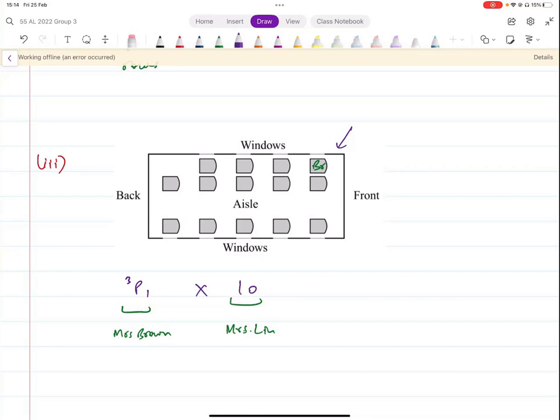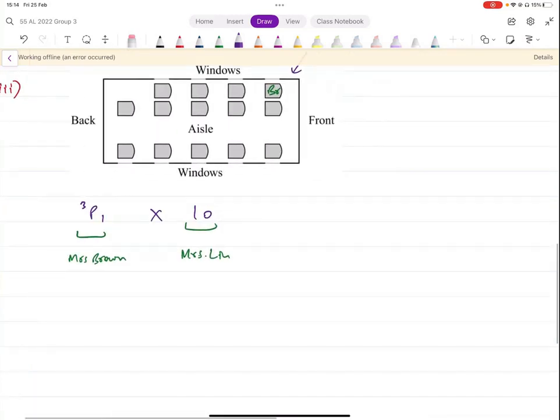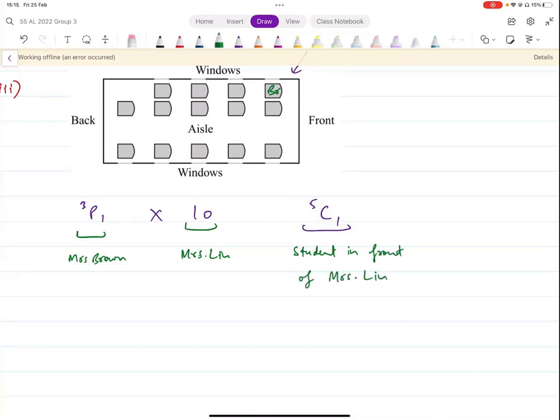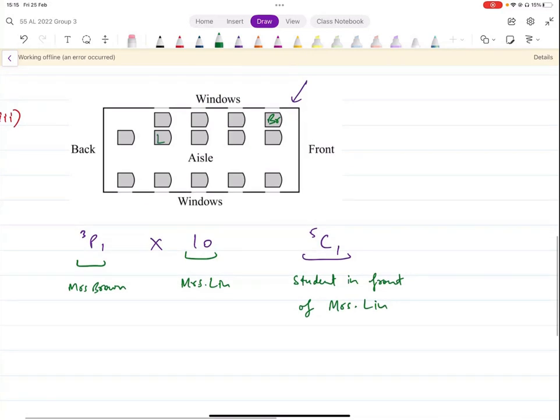But how many students do you have right now? There are 5 such students. So you have 5 possibilities for them. You can say, you have to choose 1 out of 5 to sit in front of Mrs. Lin. This is the student in front of Mrs. Lin, right? Wherever you place Mrs. Lin, there has to be a student in front of her.